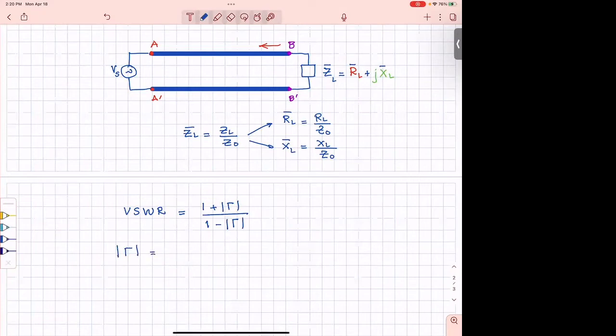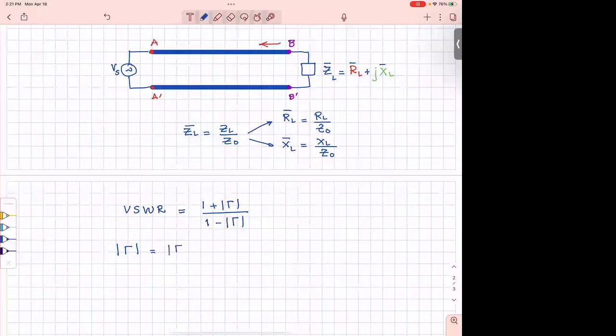What is the magnitude of the reflection coefficient on a transmission line? Does it change? How does it change? Either it changes or it does not change. And if it changes, how does it change? What do you think? Pardon me? It does not change. Do you remember when he said that the magnitude of the reflection coefficient is the same everywhere on the transmission line? Because it's only the phase that changes, only the phase of the reflection coefficient.